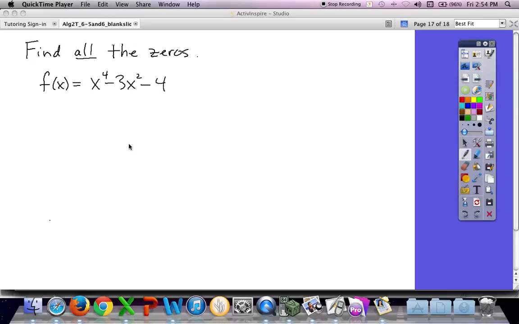Find all the zeros. How many zeros do we expect in this one? 4. All right. We're not being asked for the numbers like the last one. We just want to find the zeros. What's the usual first step?